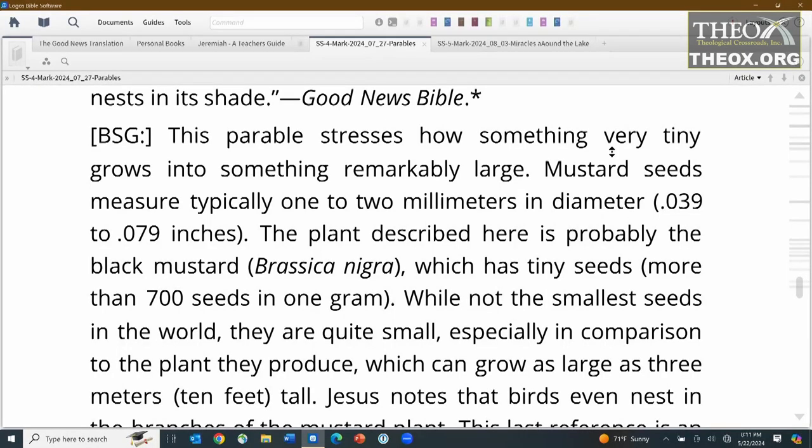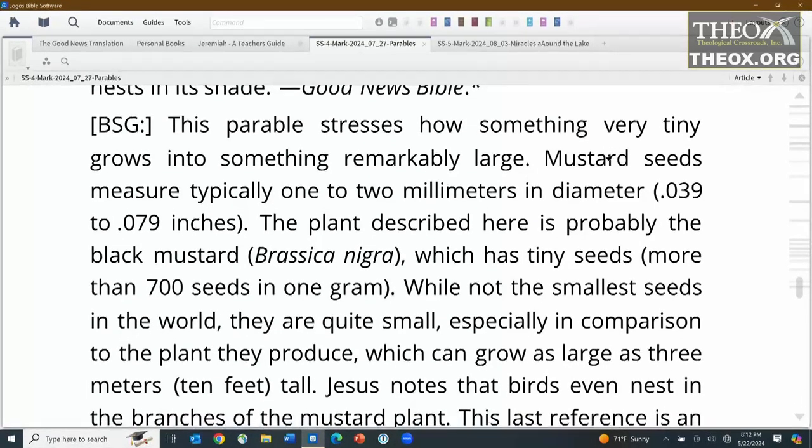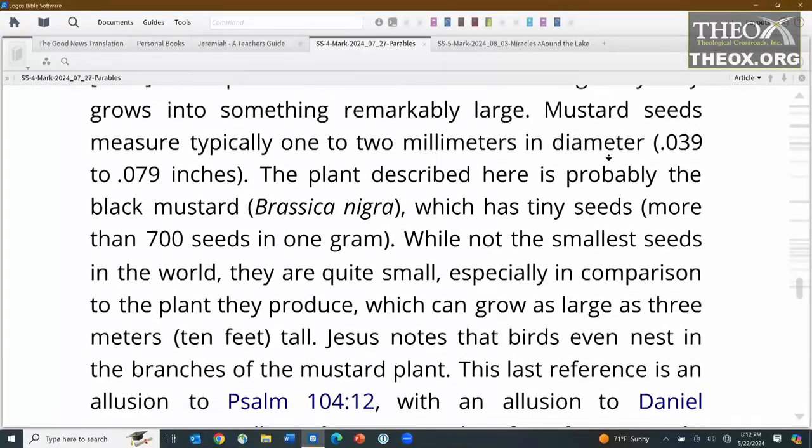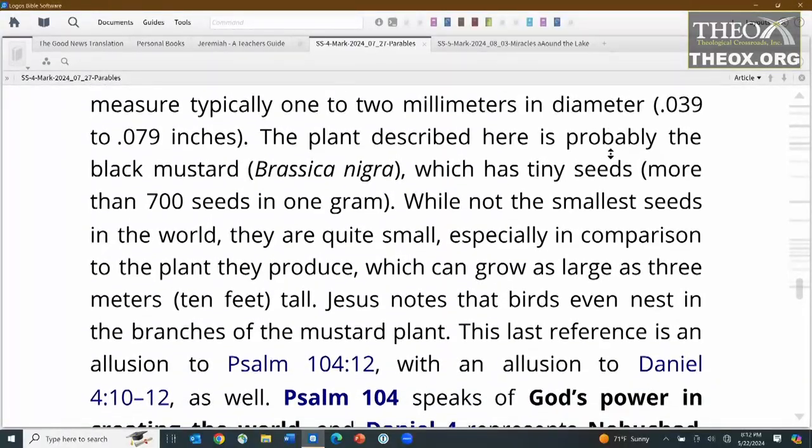Mustard seeds measure typically 1 to 2 millimeters in diameter, 0.039 to 0.079 inches, pretty small. The plant described here is probably the black mustard, Brassica nigra, which has tiny seeds, more than 700 seeds in 1 gram. That's a lot of seeds. While not the smallest seeds in the world, they are quite small, especially in comparison to the plant they produce, which can grow as large as 3 meters, 10 feet tall.